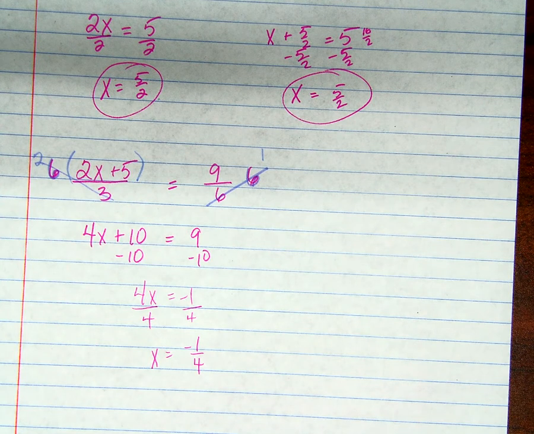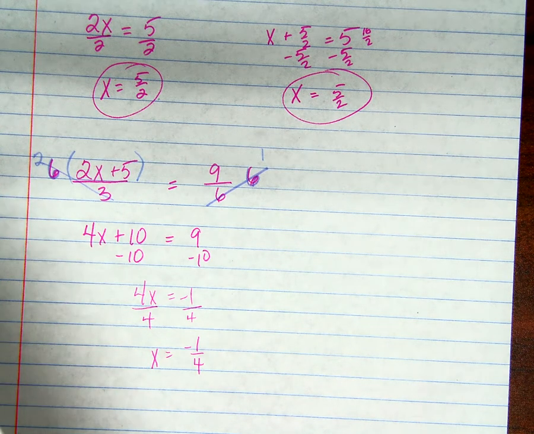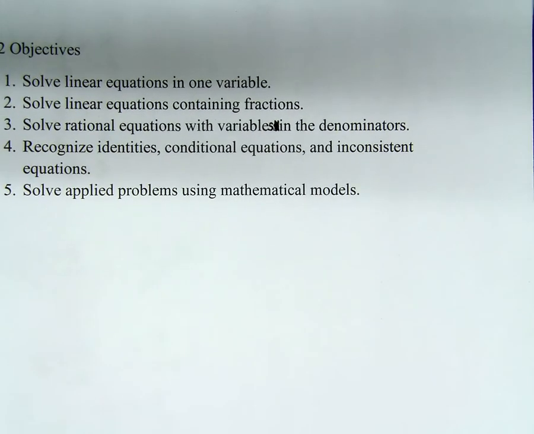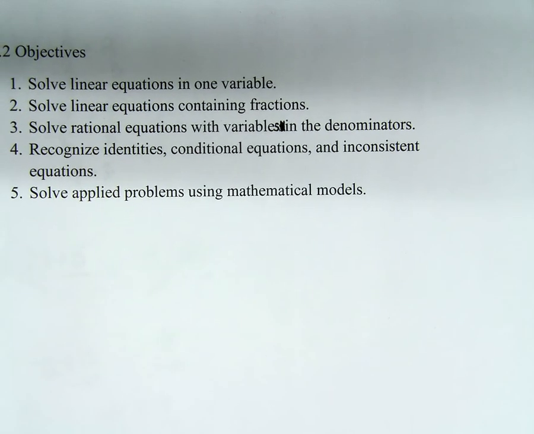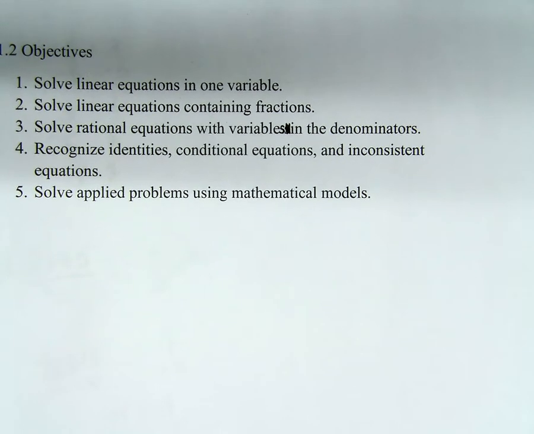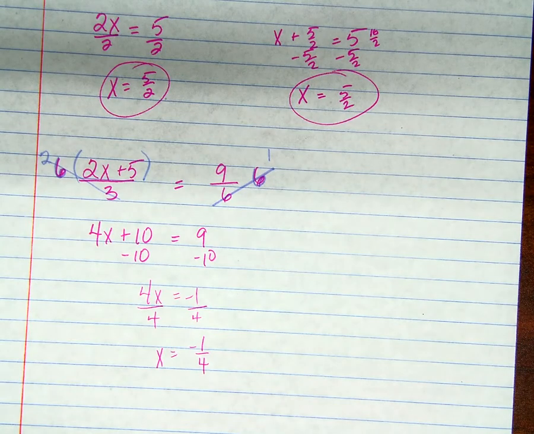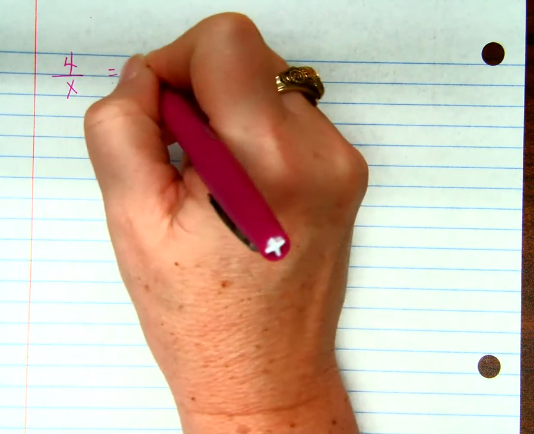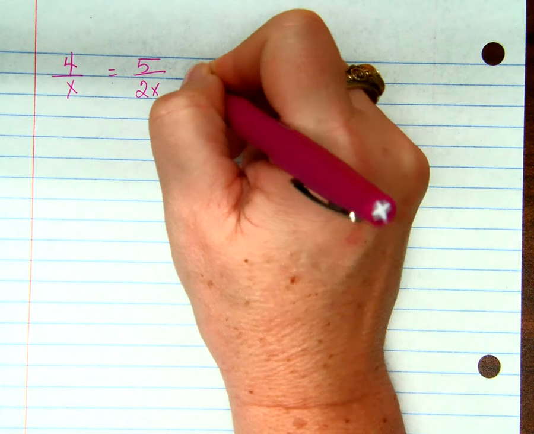Okay. Our next objective is solving rational equations with variables in the denominator. When we did that in high school Algebra 2, we usually called it rational equations. Typically if you're talking about equations that have fractions, those are just basically linear equations unless the variables are in the denominator, and then those are rational equations. Okay, those kind of equations look more like this. 4 over x equals 5 over 2x plus 3.